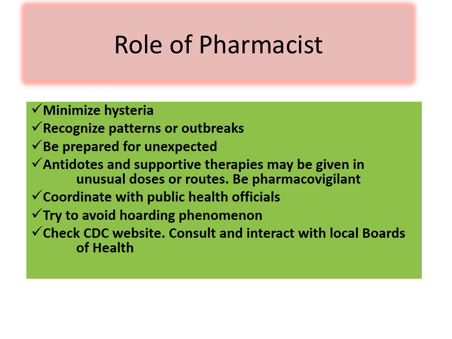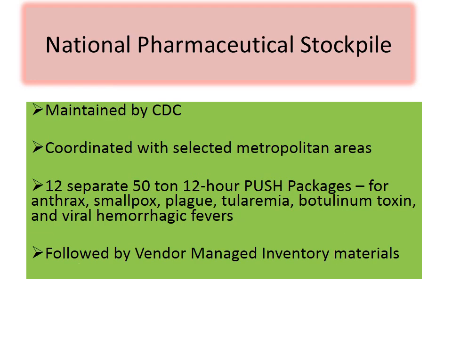You need to try to avoid hoarding, and then again keep on checking the CDC website, because as I said earlier, they keep on updating the categories from A to B and C, and sometimes some new threats may come up, so we have to be familiar with that. And also keep in mind that there is a national pharmaceutical stockpile. So if we need some drugs that are particularly effective, they are maintained by the CDC. And then again, you need to coordinate with metropolitan areas. And then again, there are lots of supplies that we have, fortunately.